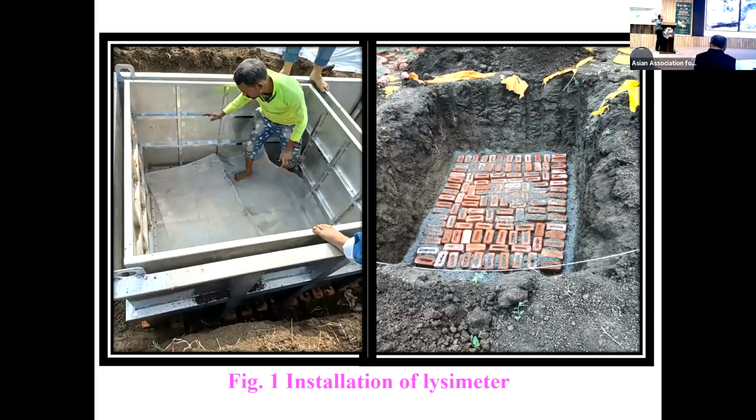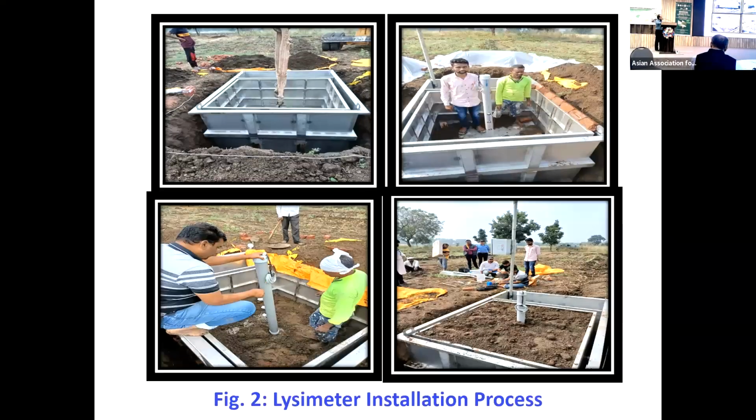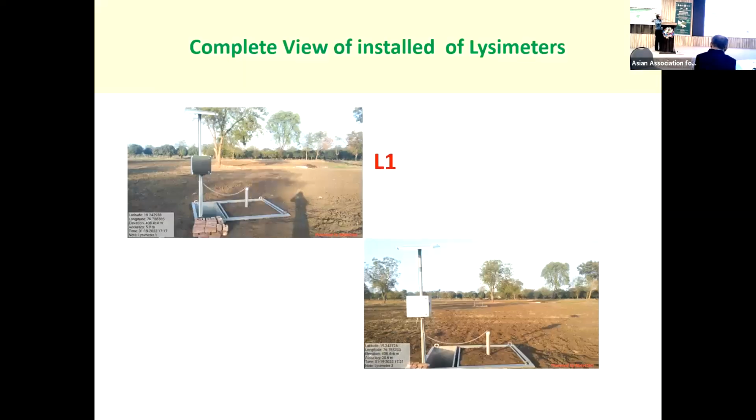These are the installation procedures of the lysimeters. The lysimeter of the particular size is first dug out, and the bricks are laid as a platform, and two tanks are installed here. Next. Also the moisture. This is standard. Okay, next please. These are the complete installations.